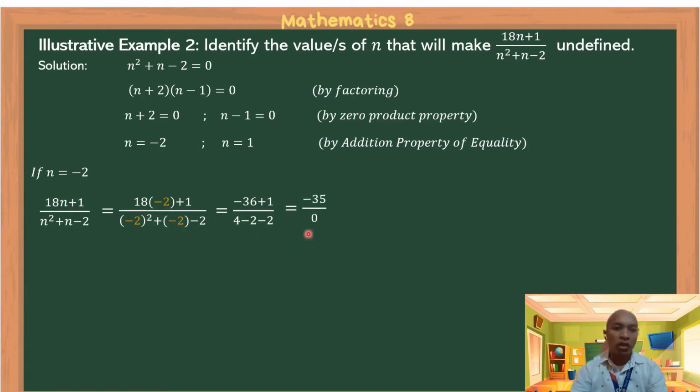So further simplification, negative 36 plus 1 is negative 35. Then 4 minus 2 is negative 2. Then minus 2 is 0. So that makes the expression undefined.